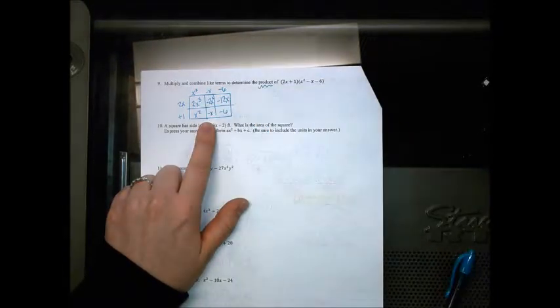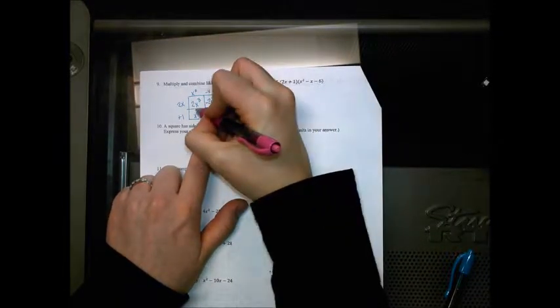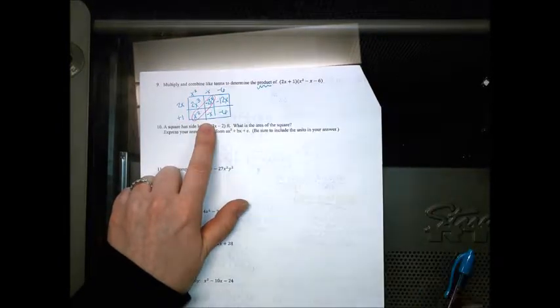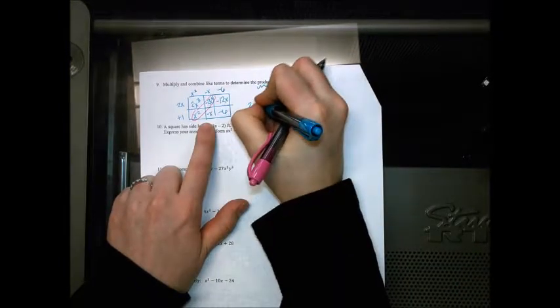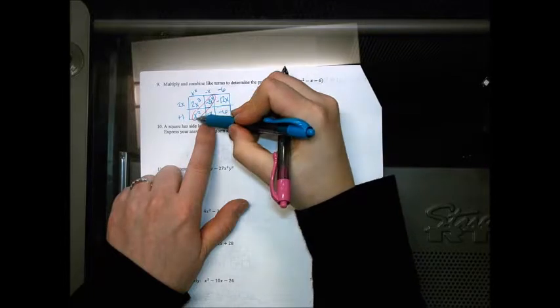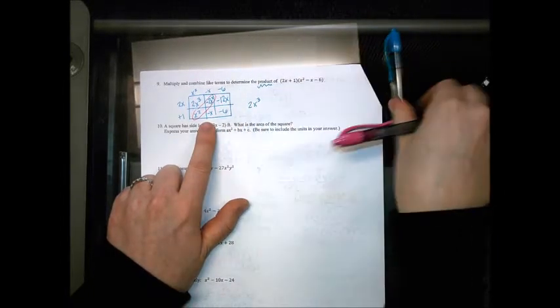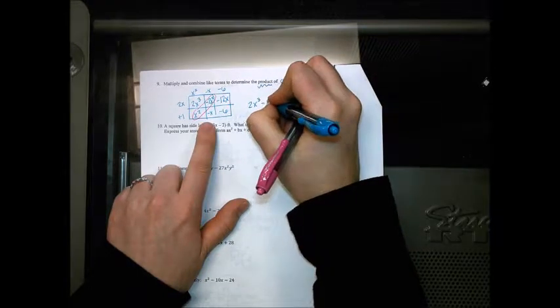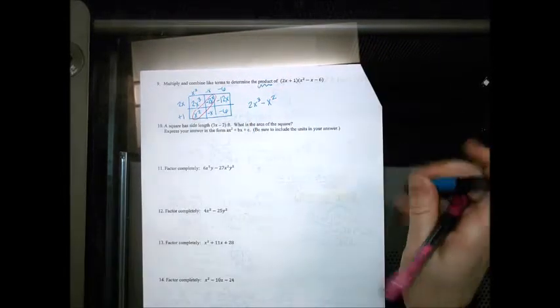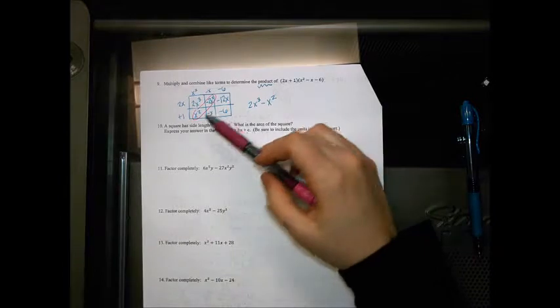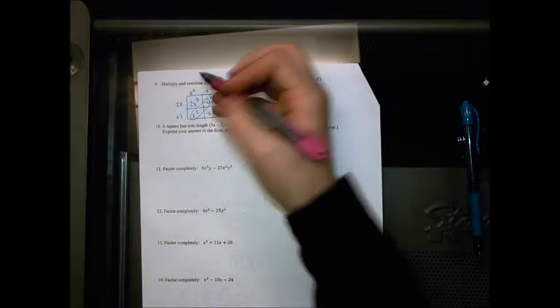And then I want to combine like terms. 2x cubed has no like terms, so I'm going to write the 2x cubed on the side. X squared minus 2x squared is negative x squared, or negative 1x squared. Remember, these have opposite signs, so this is like doing 1 minus 2.